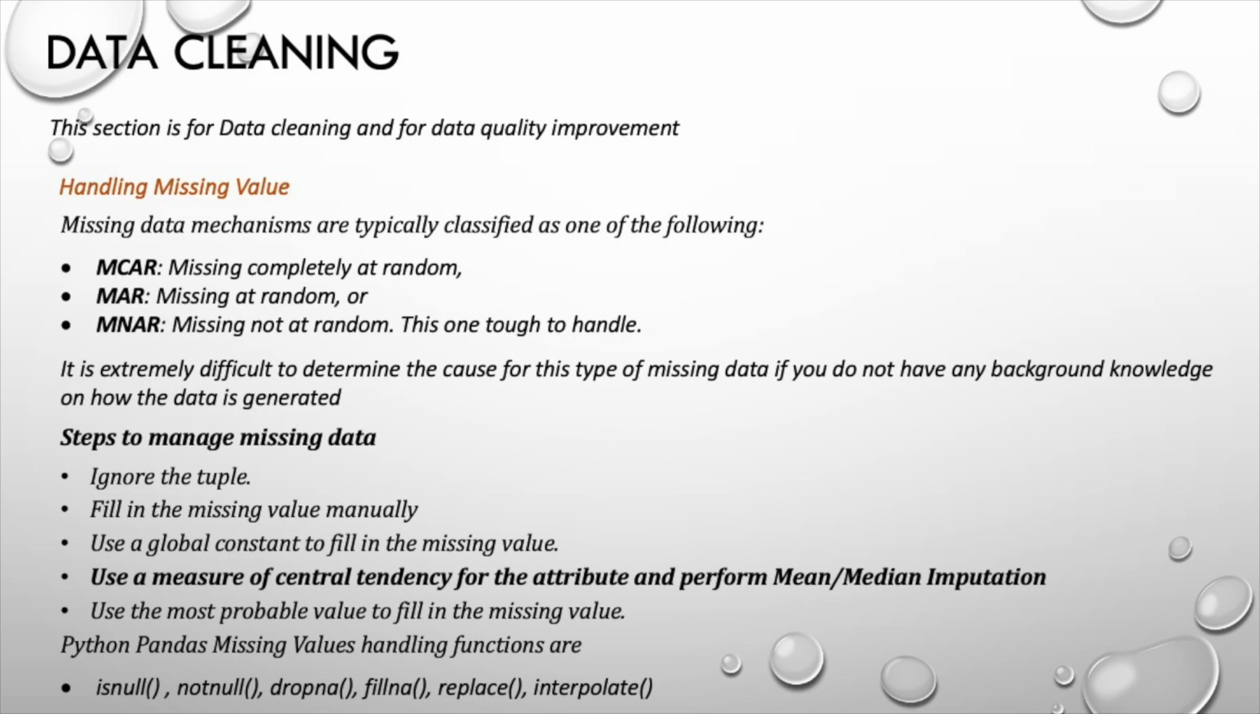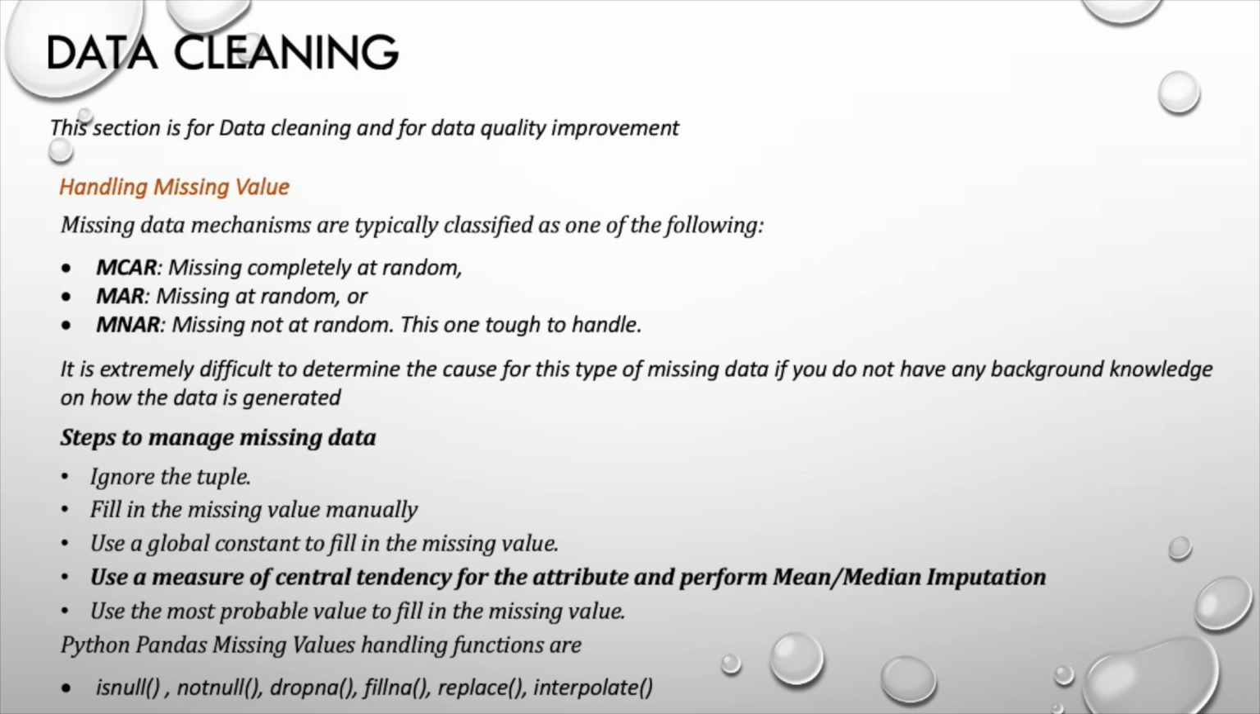Steps to manage missing data. Ignore the tuple. Used when the class label is missing in a classification task. Not very effective, unless the tuple contains several attributes with missing values. A poor technique when the percentage of missing values per attribute varies considerably. By ignoring the tuple, we do not make use of the remaining attributes' values in the tuple. Such data could have been useful to the task at hand.